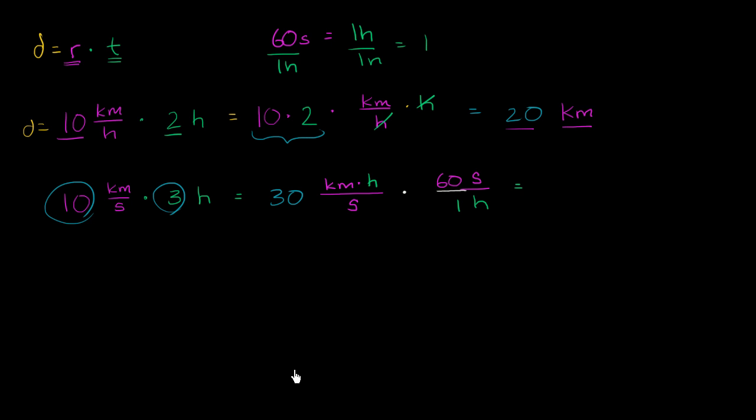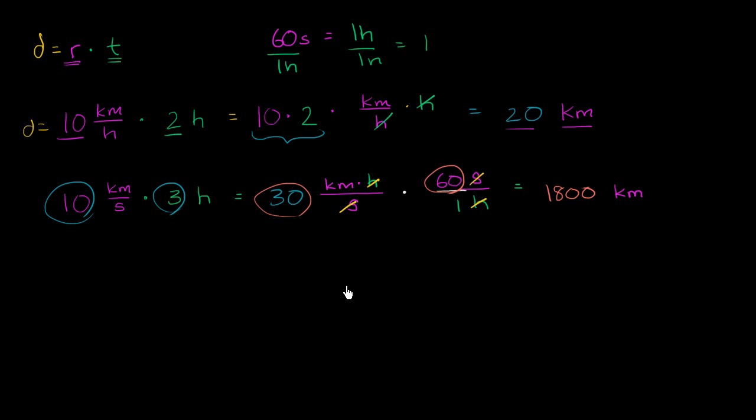And why is this useful? Well, once again, we can treat the units like algebraic quantities. Seconds cancel out with seconds, hours cancel out with hours, and we're left with 30 times 60, which would be 1800, and we're left once again with the kilometers.